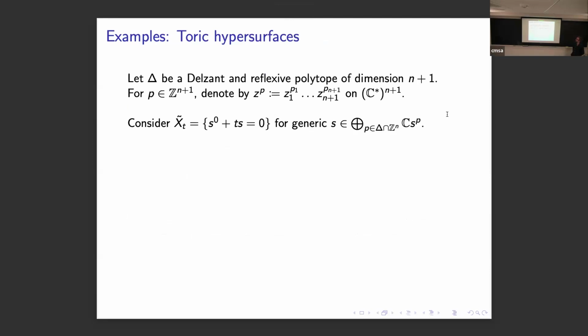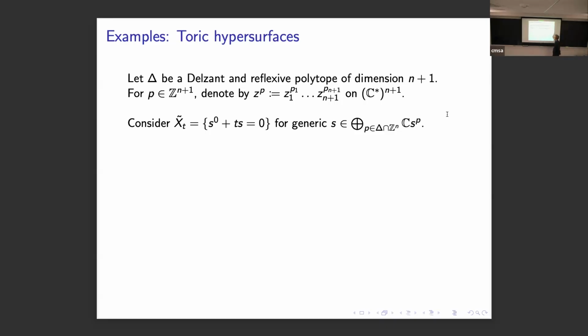So the examples that we consider are toric hypersurfaces. You start with a dosant and reflexive polytope. Dosant I will not talk so much about. Reflexive I will get to a bit later. But in particular, it's a polytope with integer or lattice vertices. And then for every lattice point, there's a corresponding monomial on C star to the n+1. So then as a submanifold first of C star to the n+1, you can consider this explicit thing.